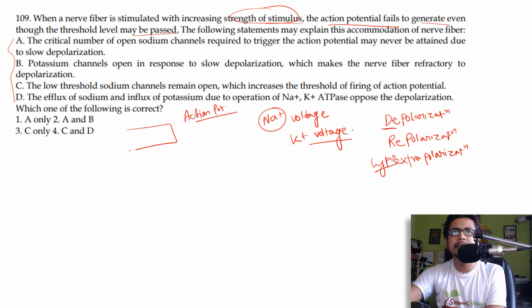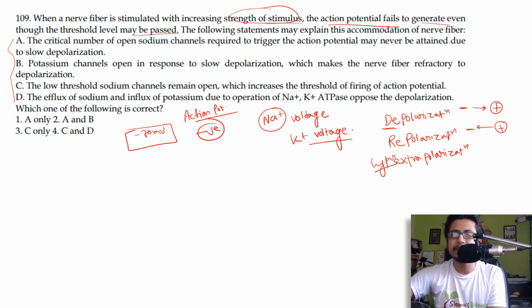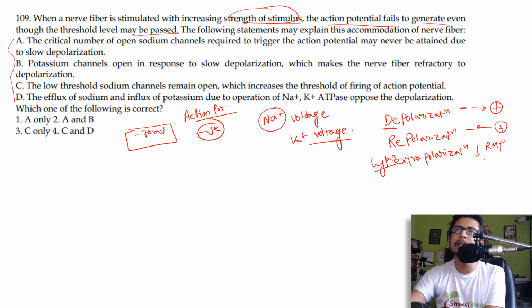So what is depolarization? Normally in the cell the potential is minus 70 millivolt, which is a negative value. Depolarization means the value is going from negative to positive. Repolarization is when this value is moving again from plus to minus, and hyperpolarization means the membrane potential goes below the resting membrane potential. So these are the 3 terms that you need to understand very well to answer any question from this action potential. If you know these 3, then you can easily answer that.